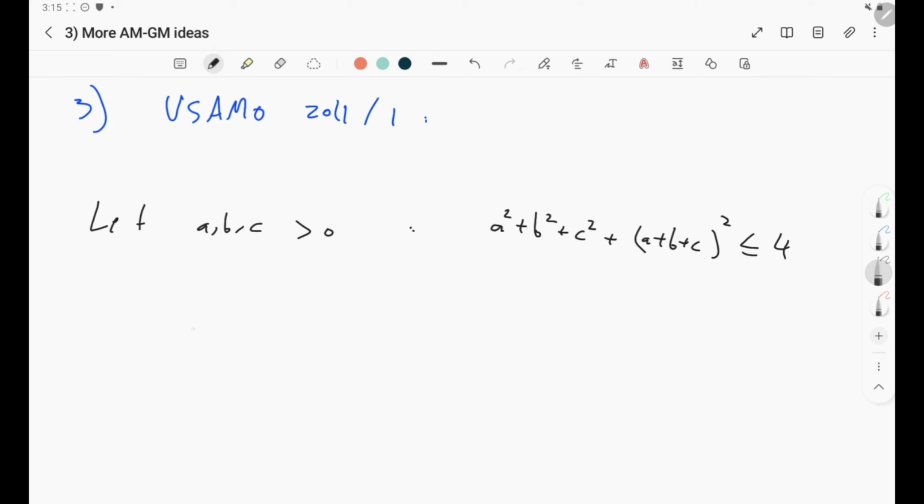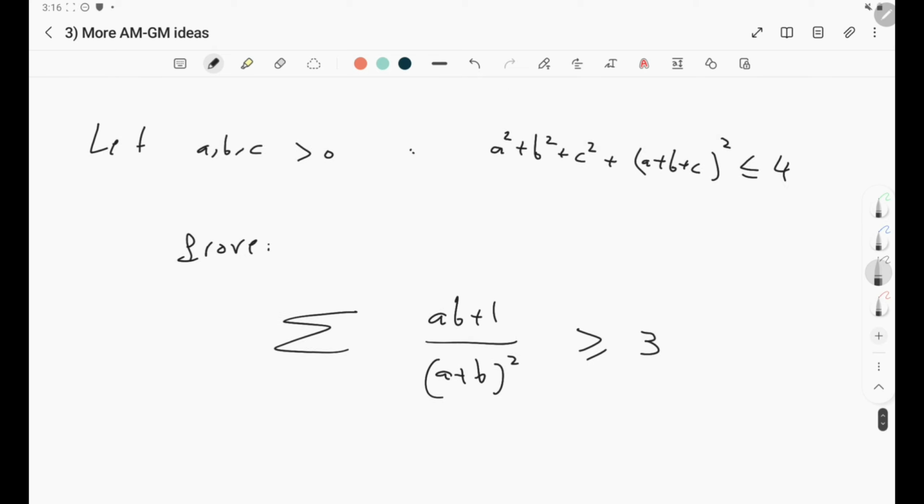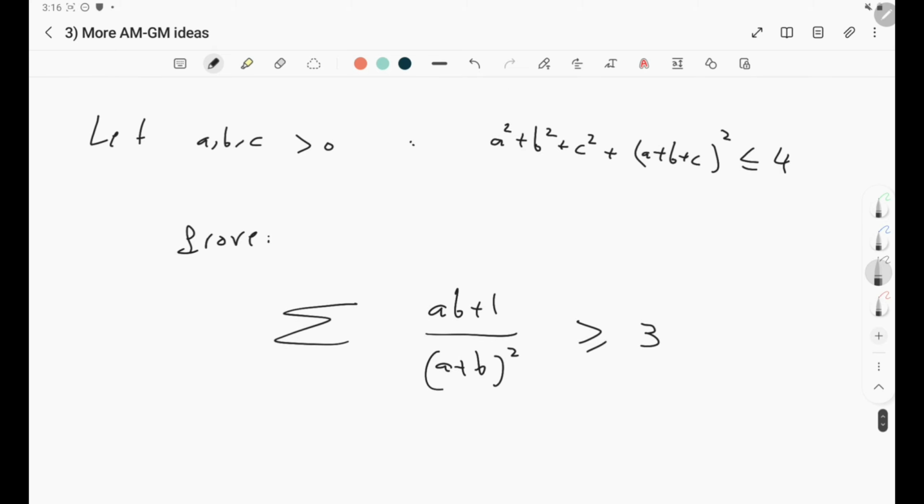And they're asking us to prove, of course I will not write it all, because as I told you, it's much simpler just to use the sigma notation: sigma of ab plus 1 over (a plus b) squared is greater than or equal to 3. Of course, that just means ab plus 1 over (a plus b) squared, then bc plus 1 over (b plus c) squared, and then ca plus 1 over (c plus a) squared. The sum is greater than or equal to 3.